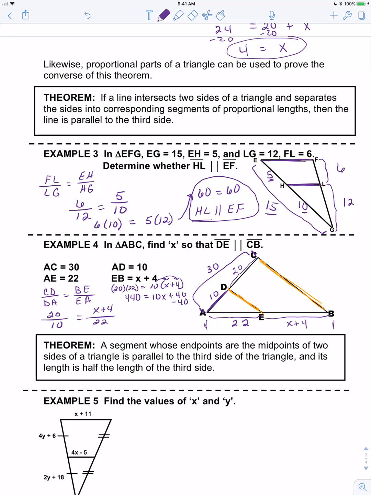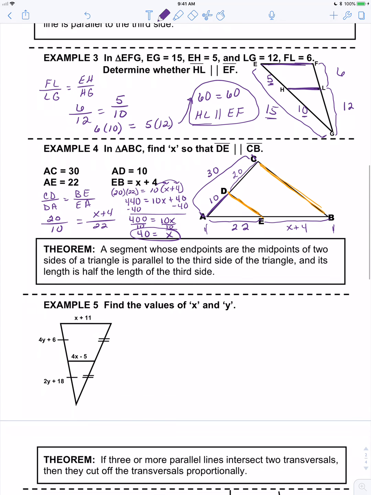We'll subtract the 40. That leaves us with 10x is equal to 400. Divide both sides by the 10, getting the x by itself. So x is 40. Okay, so that's all we had to do on that one. We find x so that we prove that those are parallel. And that's all we had to do. So x is 40.